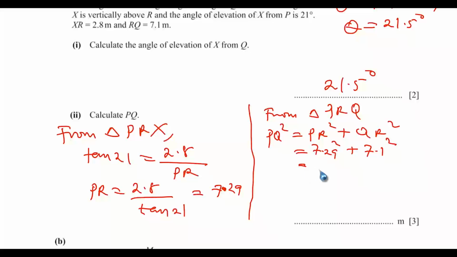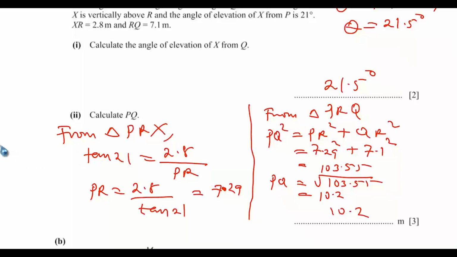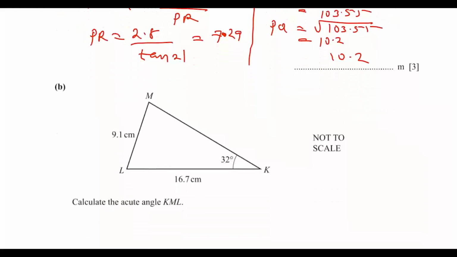Okay, so this will give us 103.55. And the value of PQ will be the square root of 103.55, and PQ is equal to 10.2 meters. So we can put the value here, 10.2 meters. So let's go to part B.